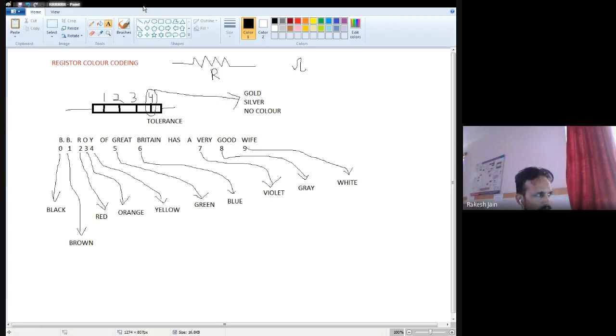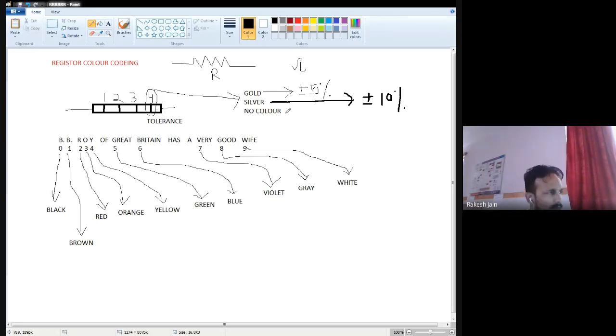So either gold, silver, or no color. If gold is there, then how much up and down in the value of the resistance? That is plus minus 5%. Remember this: whenever the gold color is there, it means plus minus 5%. If the silver color is there, then what is the tolerance for the resistor? That is plus minus 10%.